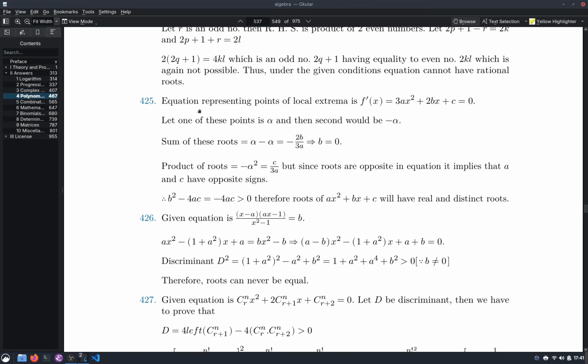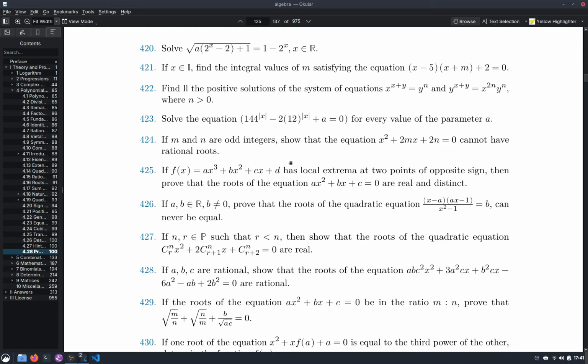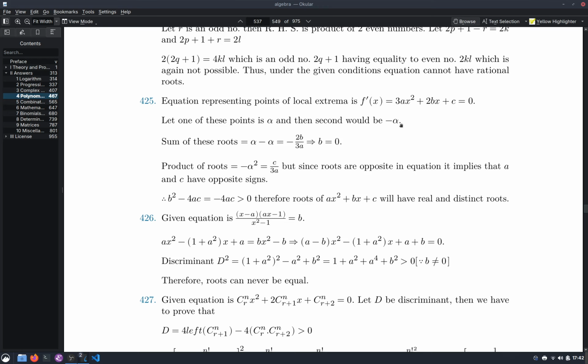So to find out the local extrema, we differentiate the given function f of x, which becomes f dash x is equal to 3ax square plus 2bx plus c is equal to 0. Now we let one of these points be alpha and the second would be minus alpha. Yeah, 2 points of opposite signs, so alpha and minus alpha. Now sum of these roots would be alpha minus alpha is equal to minus 2b by 3a, which implies b is equal to 0. And product of roots would be minus alpha square is equal to c by 3a.